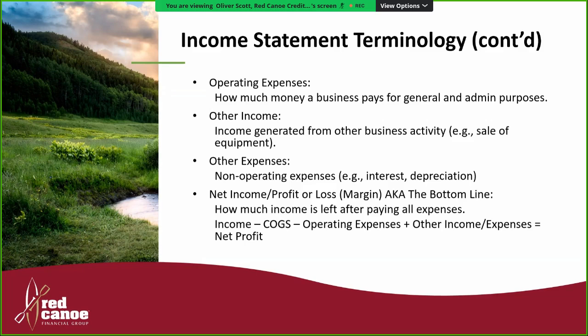Now operating expenses, once you subtract those from your gross profit, then you have the net profit or the bottom line. This is how much income is left after paying all of your expenses. So again, it's income minus your cost of goods sold, minus your operating expenses, plus other income or expenses, equals the net profit. Any questions about that?